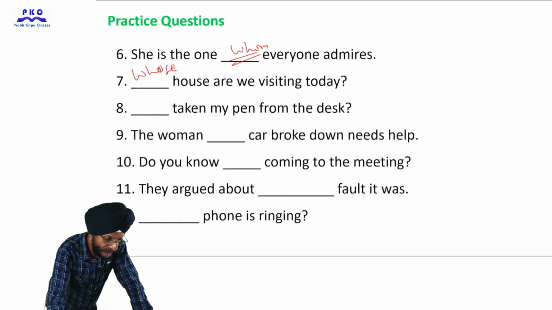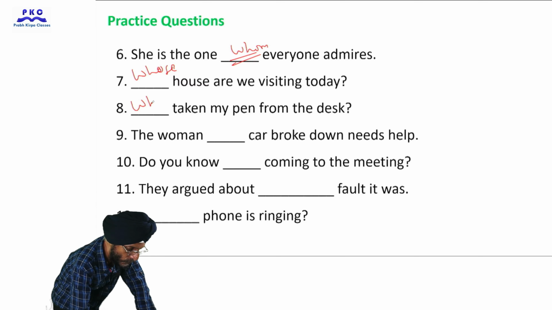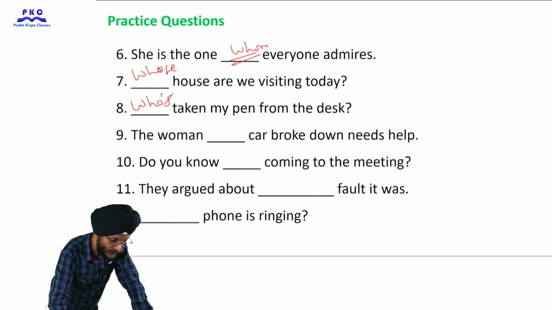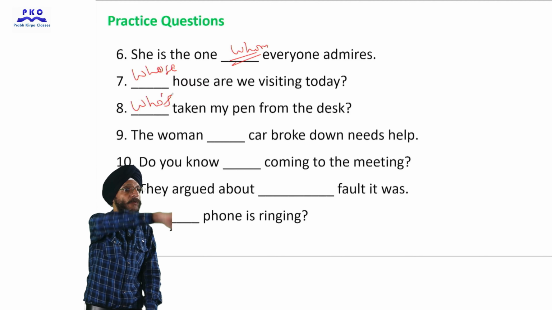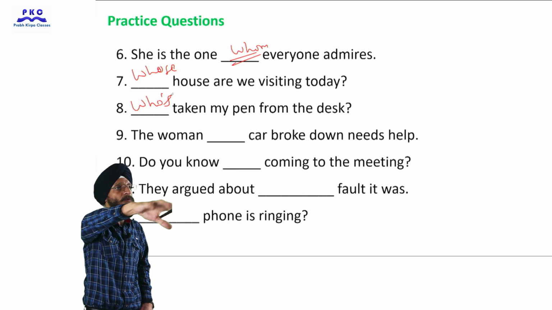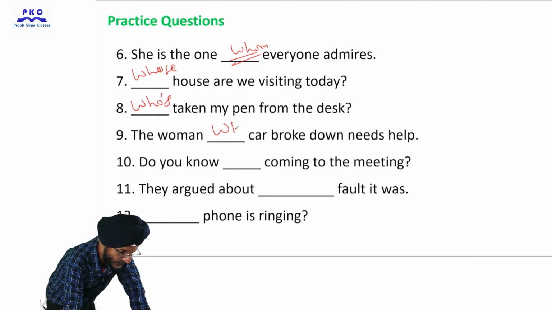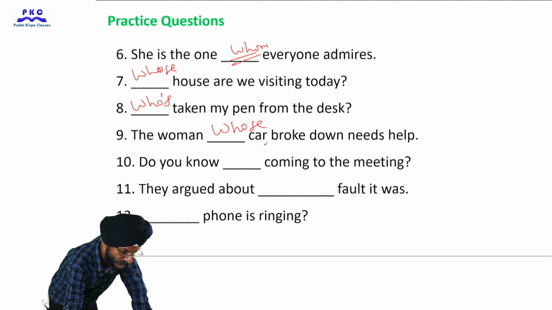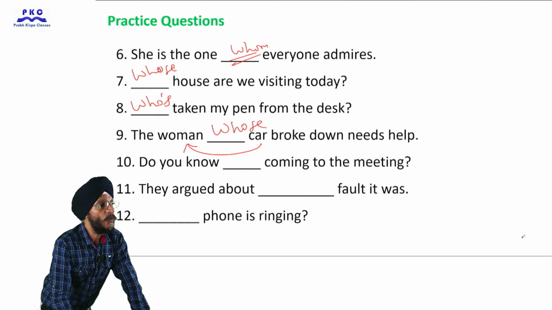Dash taken my pen from the desk. Who has or who is? Which contraction do we have to use? Who has. Whose? Who apostrophe s. The woman dash car broke down needs help. There is some woman on the road whose car has broken down. She needs help. The woman whose car belongs to that woman. Whose car?